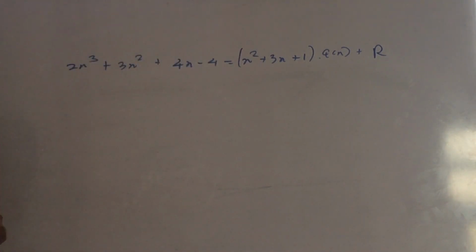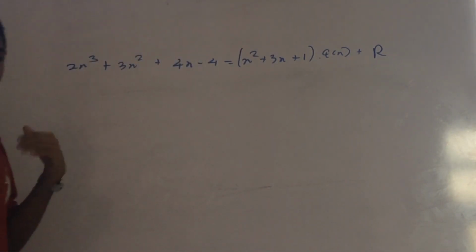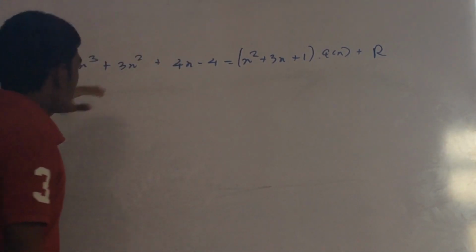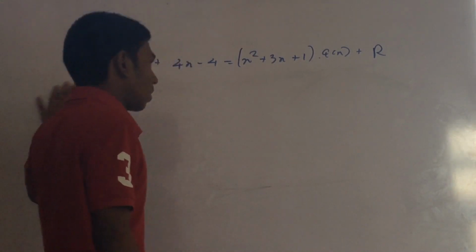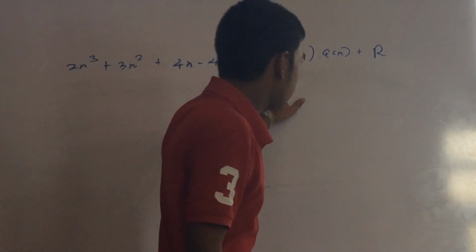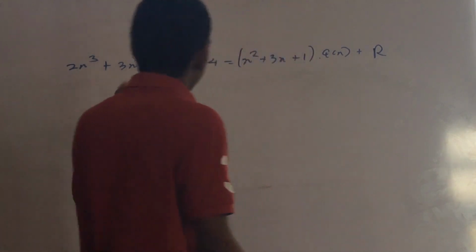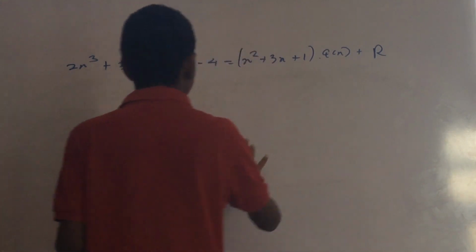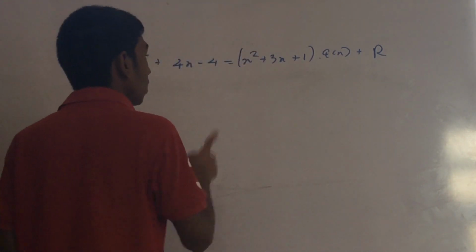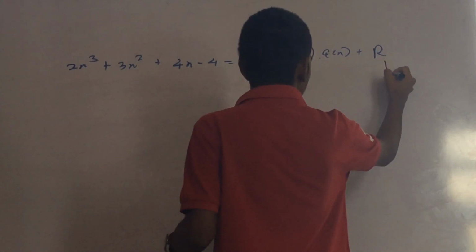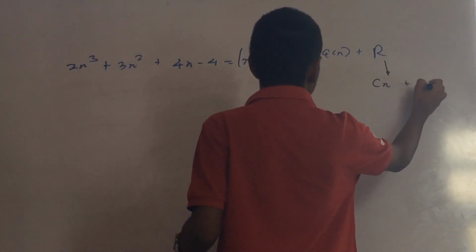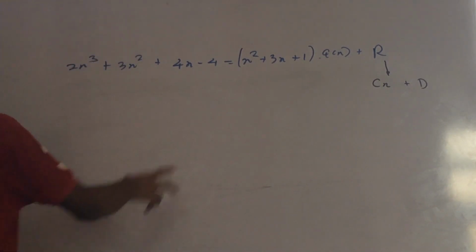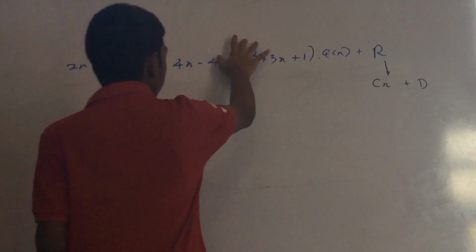So now let's do the same sum we did, using the factor theorem and remainder theorem, to check if we get the same answers. So this is 2x cubed plus 3x squared plus 4x minus 4. This is the dividend. x squared plus 3x plus 1 is the divisor, into quotient plus remainder. We don't know the quotient, we don't know the remainder. But we know the degree of the remainder is 1 less than the degree of the divisor. The degree of the divisor is 2, so the degree of the remainder will be 1. So we can represent degree 1 like cx plus b. Okay. The degree of the quotient should be 1, because we learned that the degree of the dividend is equal to the degree of the divisor plus the degree of the quotient.